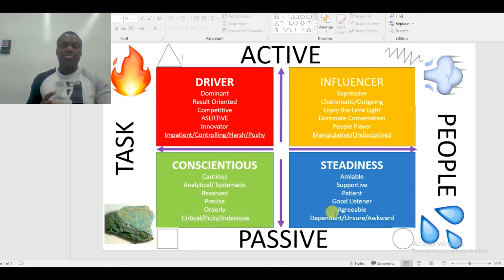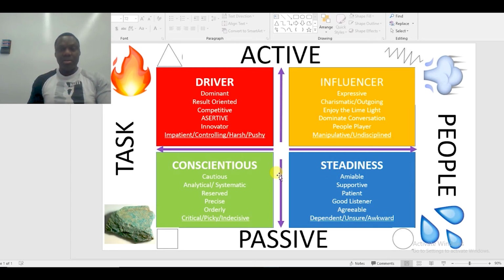Now, because of that, their weakness is sometimes they can be too dependent. If you're selling to this person, they're going to make sure all their friends and family are okay with the decision before they make the decision. So that's not very good. They can come across as awkward and unsure. But these are the four types of people, and you're going to be one of them.